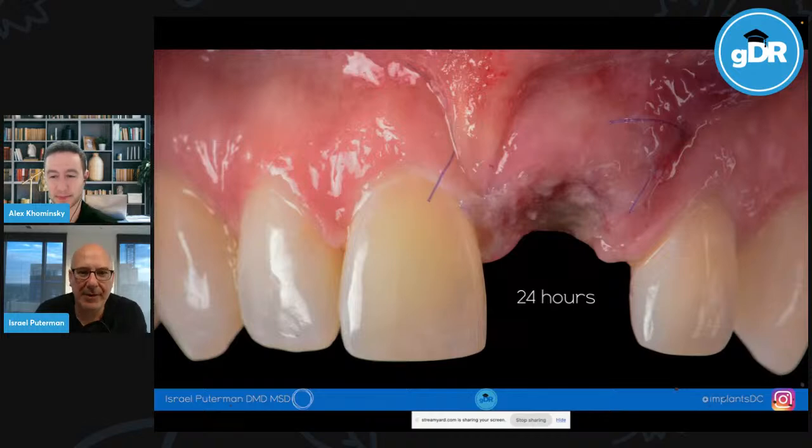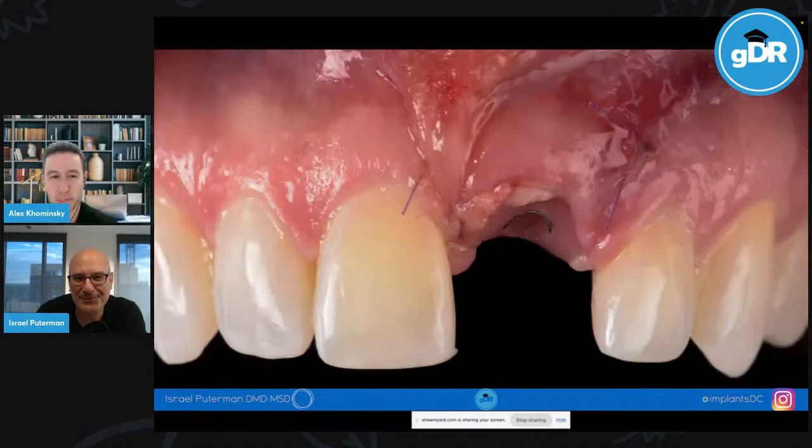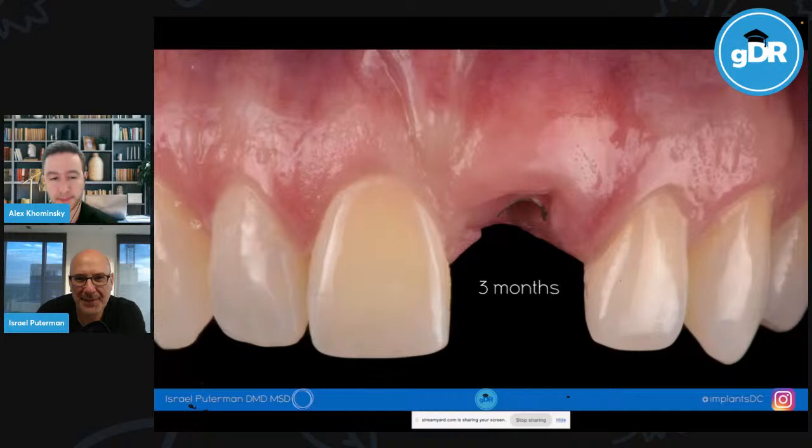Patient comes back 24 hours later, and I think, this actually looks beautiful. And I love my gingival position, although it's only 24 hours. I'm happy with how things look. We're off to a good start over here. I remove the standard round cylinder healing abutment, and I place my customized healing abutment. And then we wait 3 months.